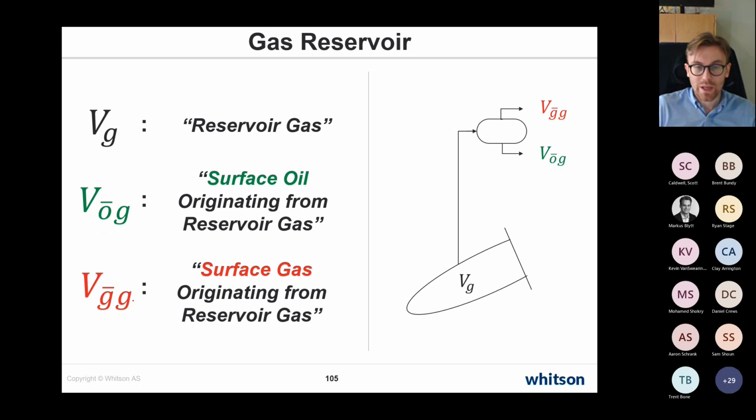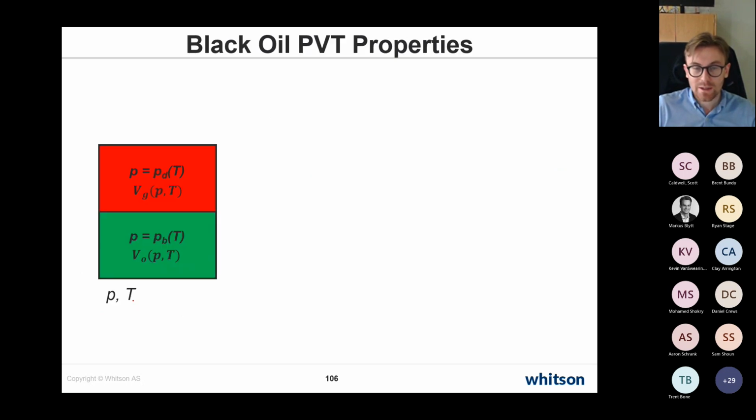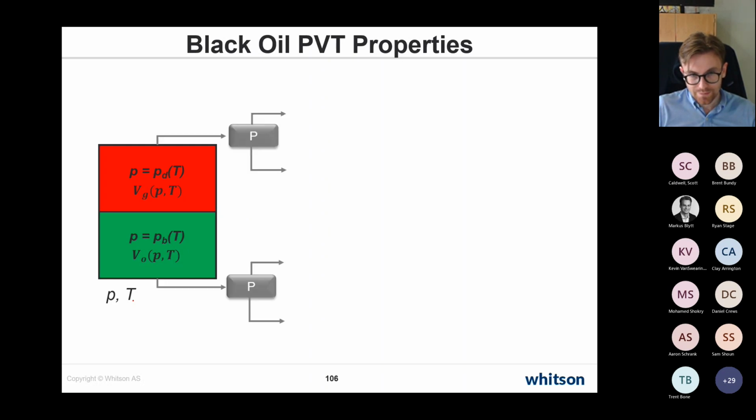So to summarize, when we have these definitions, we can go in and define the different properties that we find in a black oil table. And they are different whether you produce them from a reservoir gas phase or a reservoir oil phase. And where is this relevant? Well, it's relevant if you're below saturation pressure for an oil, which is the bubble point, or if you're below saturation pressure for a gas. You'll get these products produced.